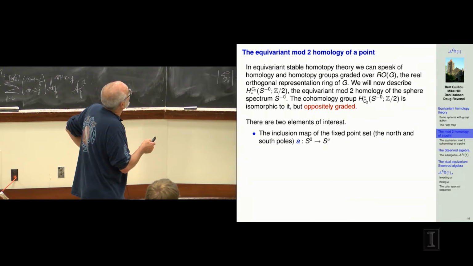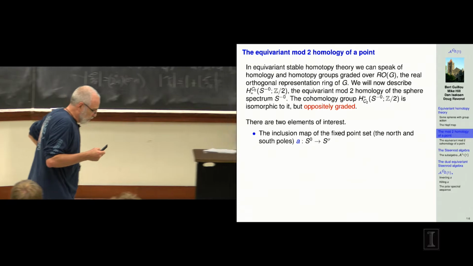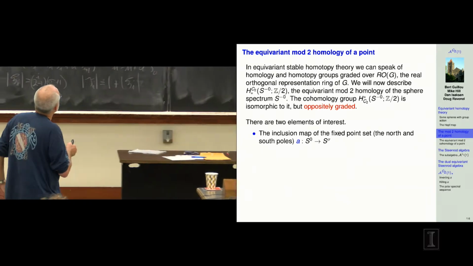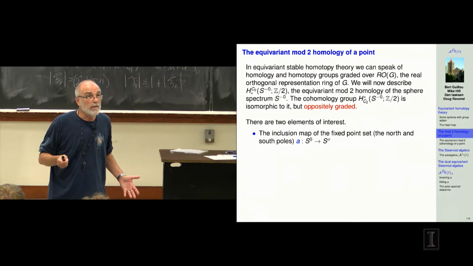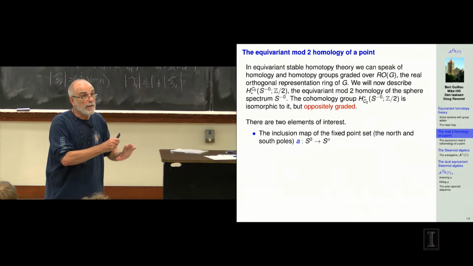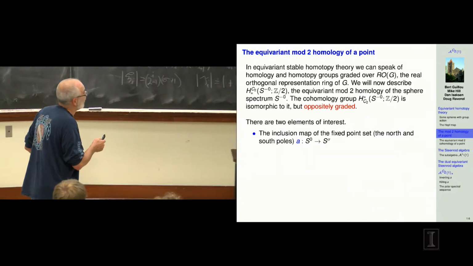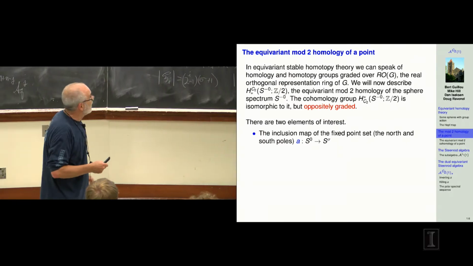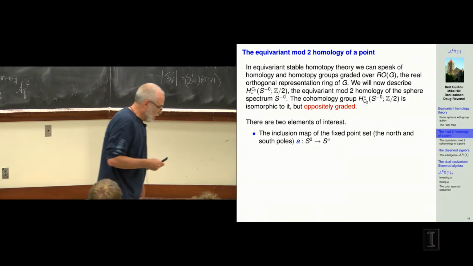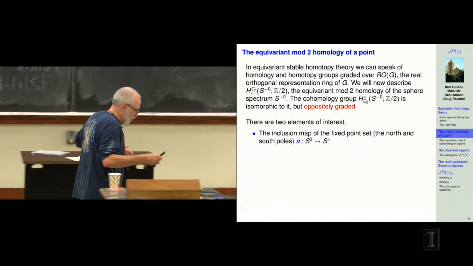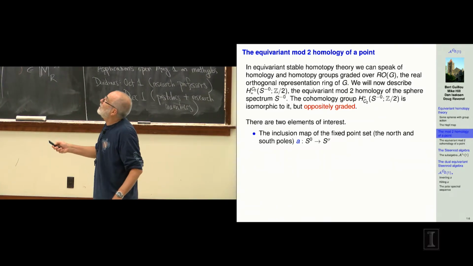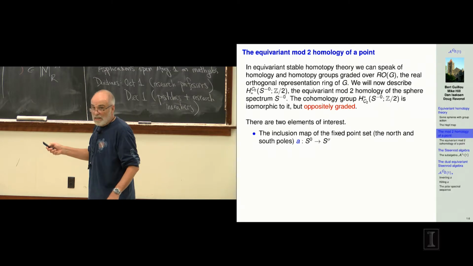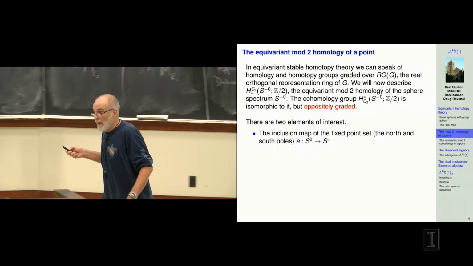Now notice that if we forgot about the group action, we'd be mapping S0 into the circle, and that map would, of course, be null homotopic. But not now. This map is not null homotopic as an equivariant map. There's no way to slide the North Pole down to the South Pole; you can't do that equivariantly. Anyway, this map is essential as an equivariant map.